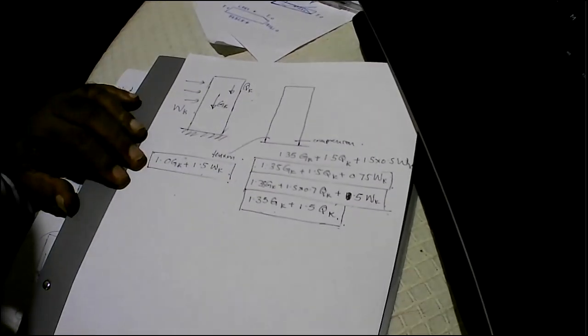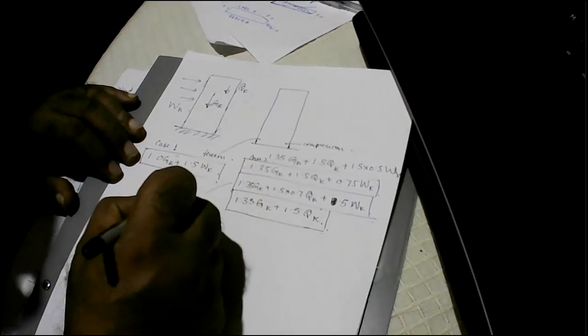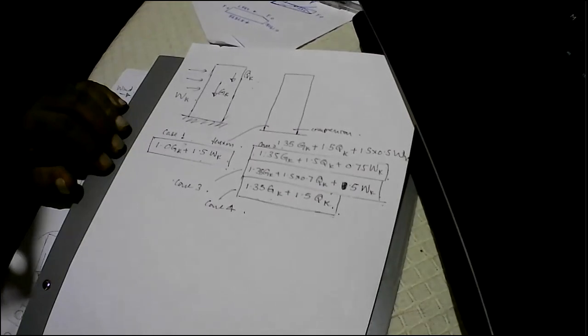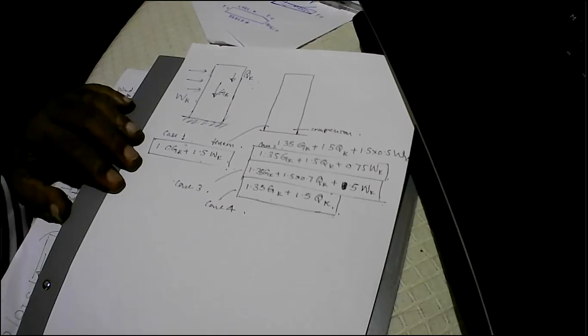So this way, we can say this is case 1, and we might say this is case 2, and this is case 3. This might become case 4. So we can have clearly about 4 cases: case 1, case 2, case 3, case 4. So this way we can create the most adverse conditions for the loading, which can be used for design purposes.